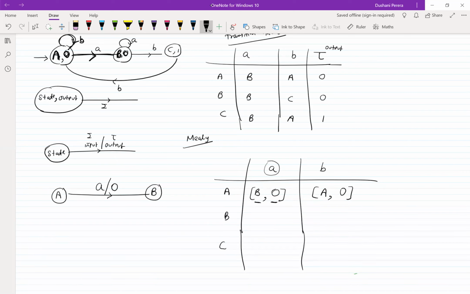Then see what happens to B. B, upon seeing small a, comes back to B itself and prints 0. Yeah. Then B, upon seeing small b, goes to C and should print 1.